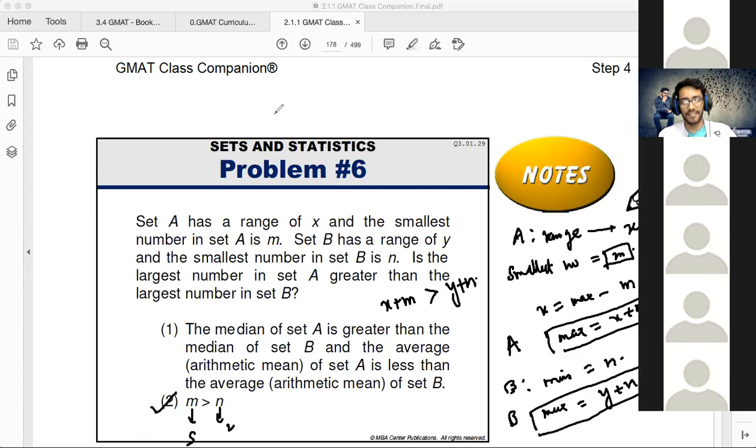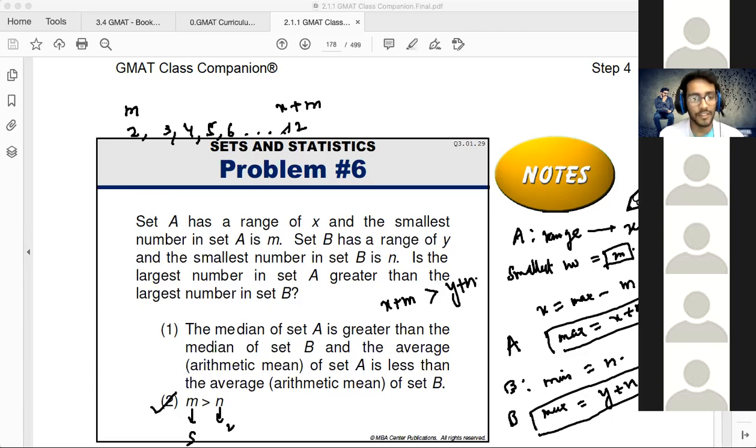The median of set A, range is given x, smallest is m, and maximum is x plus m. Okay. So the median of set A is greater than the median of set B, and the average arithmetic mean of set A is less than the average arithmetic mean of set B. How will we calculate this? Say I take m as 2. I'll take x as 10. So 10 plus 2, 12. I'm writing numbers like this, 2 to 12. So 2, 3, 4, 5, 6, and so on.